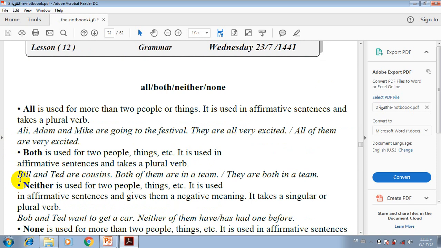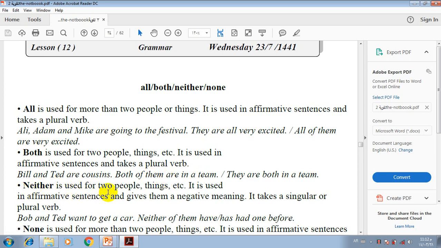Like this example: Bill and Ted are cousins. They are two persons. So we use both instead of them. Bill and Ted are cousins. Both of them are in a team. Here also we use the verb in plural and the sentence in affirmative case.